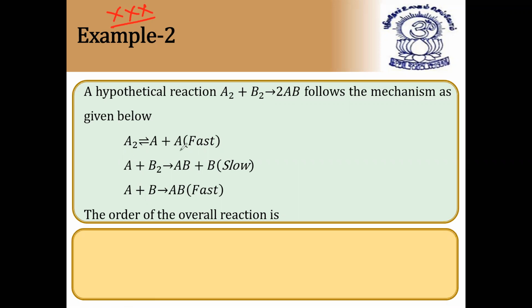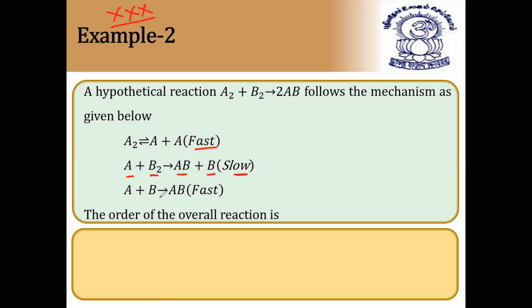How to solve this? Let us see. The reaction follows the mechanism. A2 changes to A plus A, fast reaction. Second, this A forming in the first step combines with B2 and forms AB plus B. That is the slowest step. The slowest step is called the rate determining step.